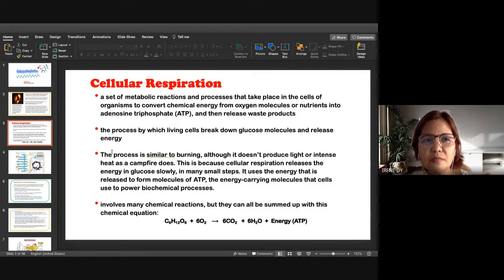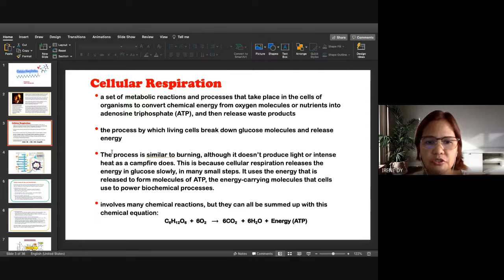So the process is similar to burning. Okay, hindi nga siya nagpo-produce ng light or intense heat tulad dun sa campfire, but it releases energy in glucose slowly. So there were so many steps, class. Pasalamat pa kayo kasi nasa zoology lang tayo. Pero kasi kung nasa biochemistry tayo, nakita nyo kung paano ito kadetalyado, medyo magagrasp tayo ng mga terms doon, tsaka mga legends. Kasi kailangan maintindihan mo muna yung mga codes bago mo maintindihan yung level ng cellular respiration sa biochemistry.